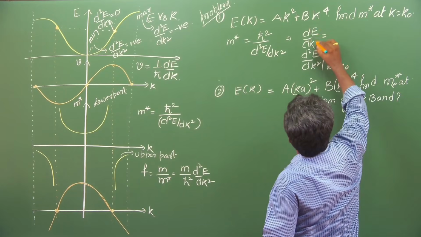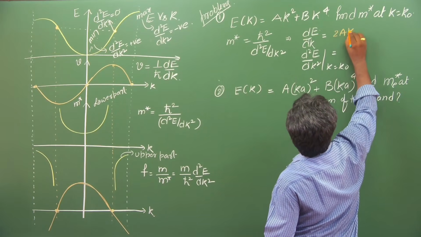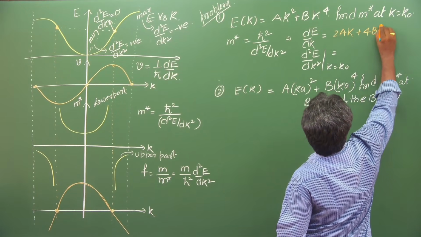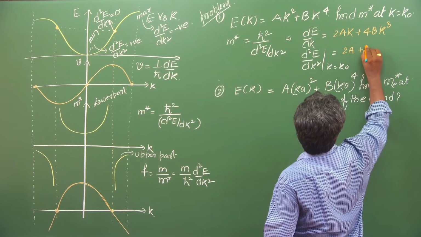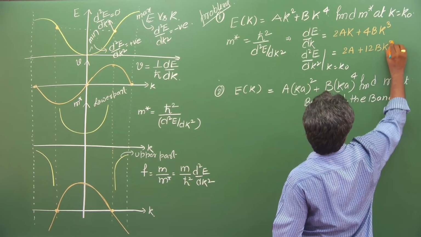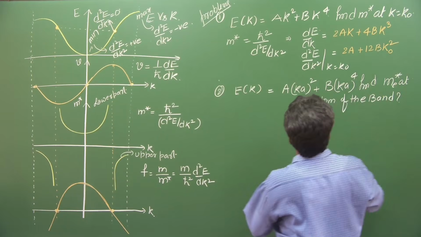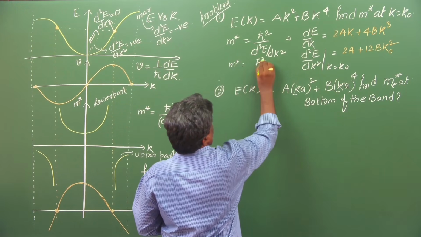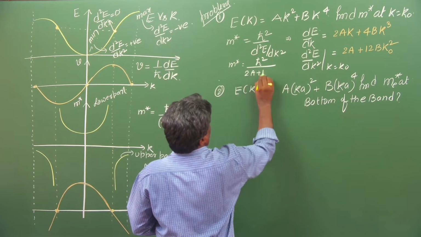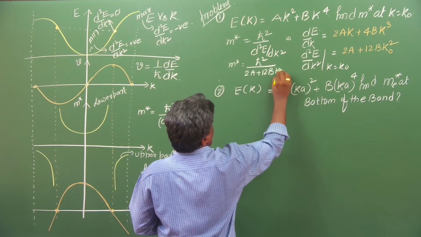So dE by dk is 2ak plus 4bk cube. And again one more time derivative, 2a plus 12bk square. That means this is k naught square. I hope everybody got m star. Over. What is the answer? h cross square by 2a plus 12b k naught square.